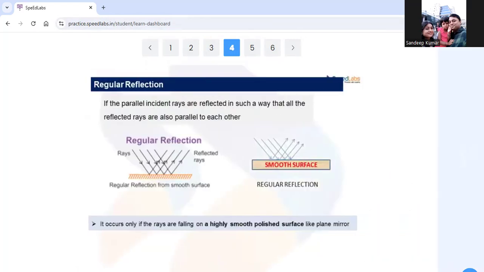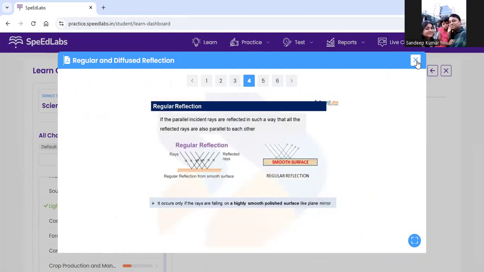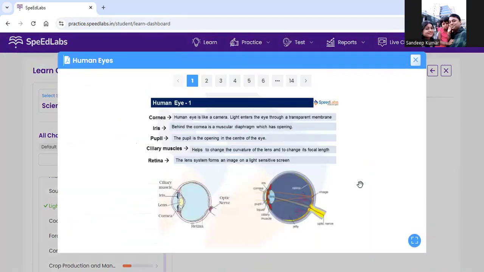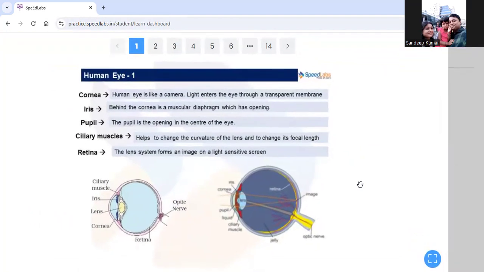Next, we have the last concept, children: the human eye. Being a good student, you should know about the human eye. It is there in the 10th standard also, children. You can see this is the diagram of the eye. This is the eye lens, which is a convex lens. This is the iris. This is the cornea. This is the ciliary muscles, which hold the eye lens. This is the retina where the image is formed, and this is the optic nerve.